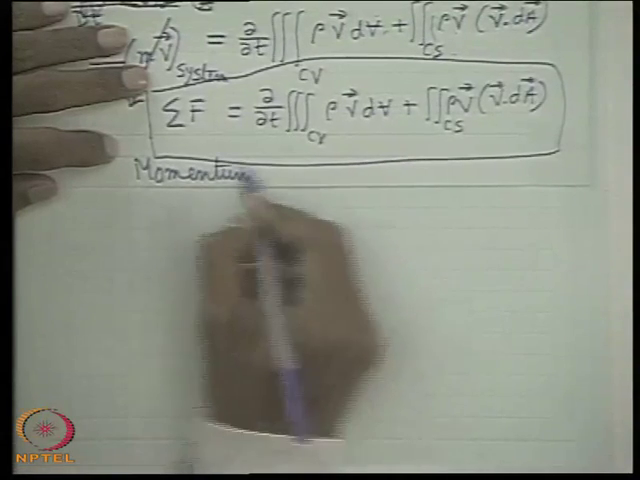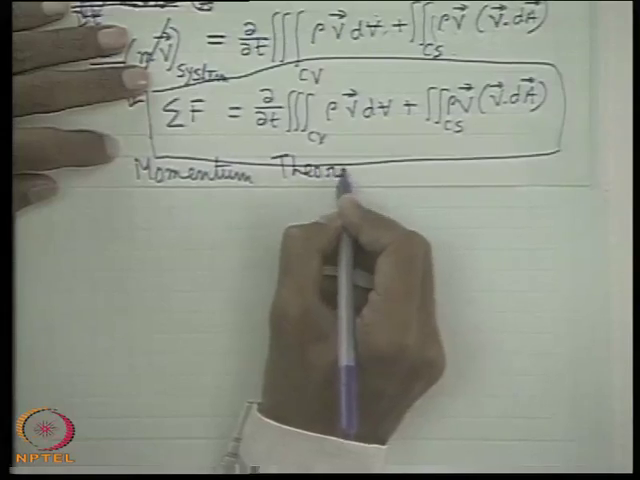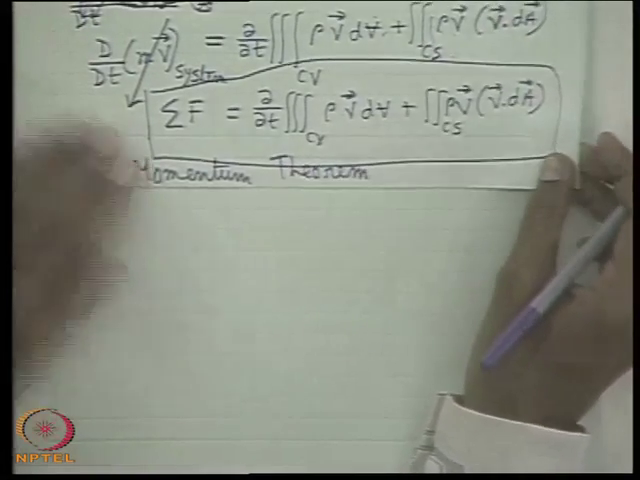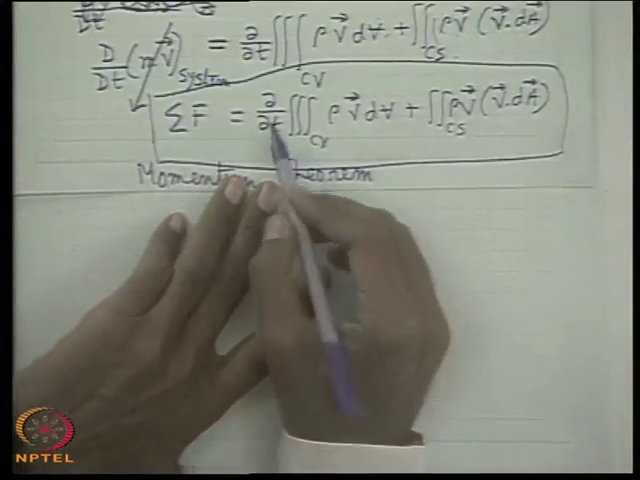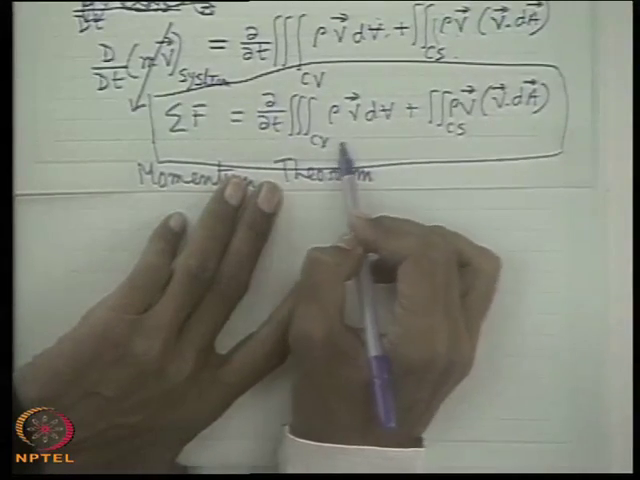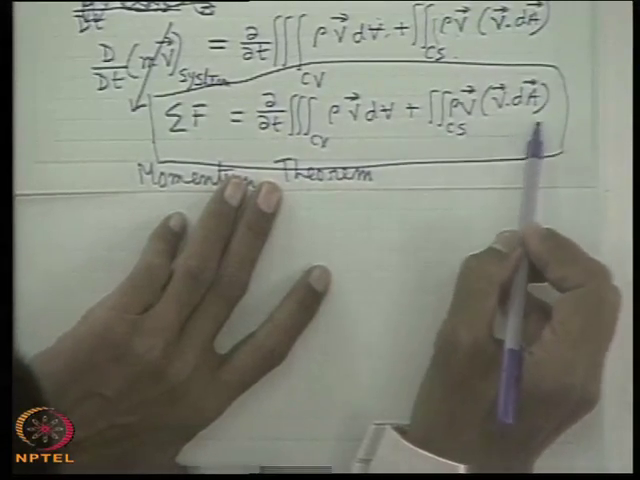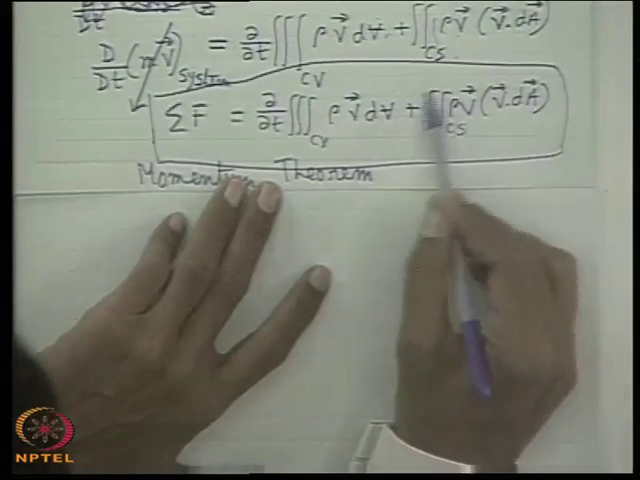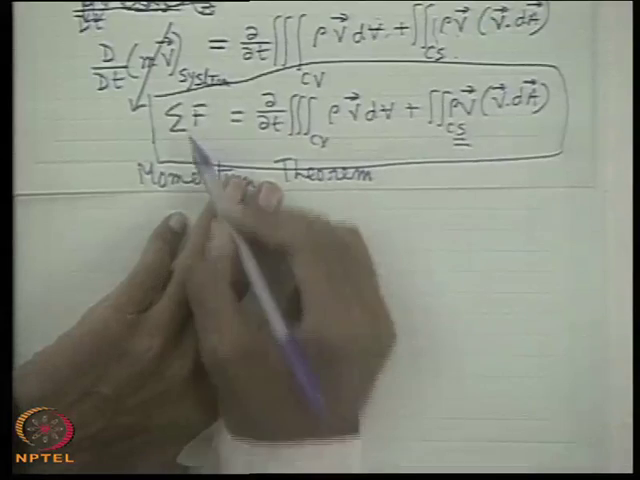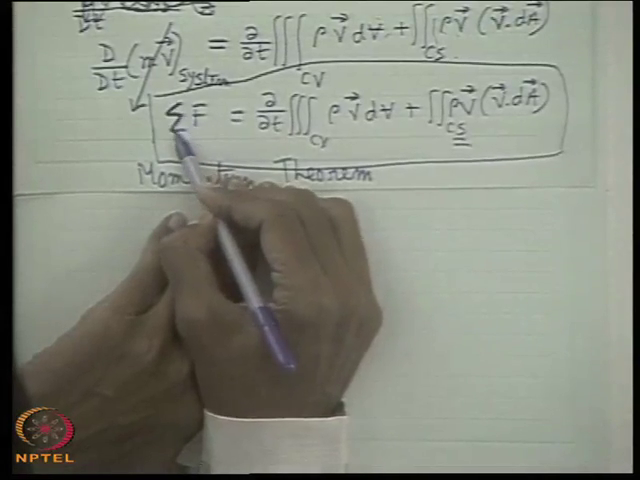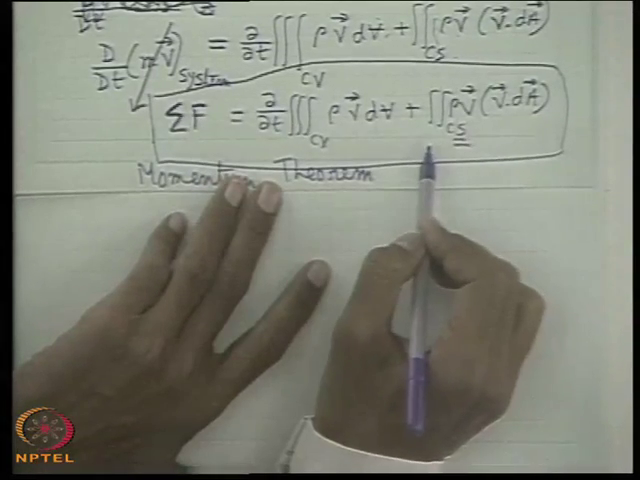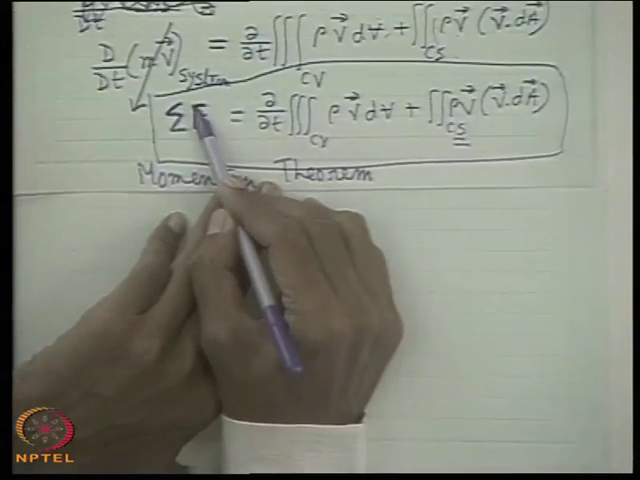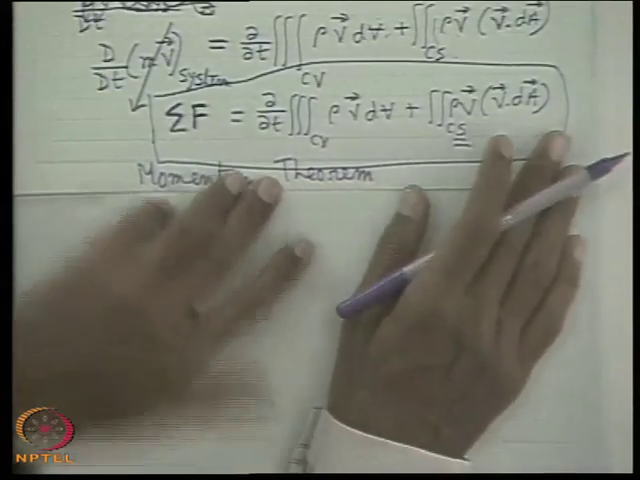That means this is the equation of motion or conservation of momentum applied to a control volume. So from now onwards we will recall this formula: the rate of change of momentum within the control volume plus the net rate of momentum efflux across the control surface is equal to the net force acting on the control volume in that direction, for which momentum we take.